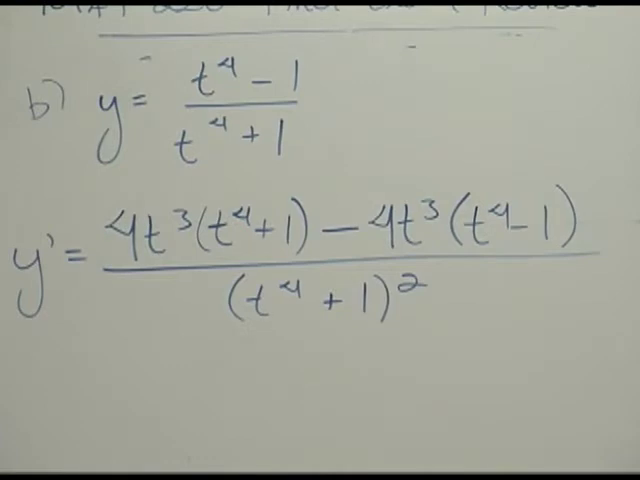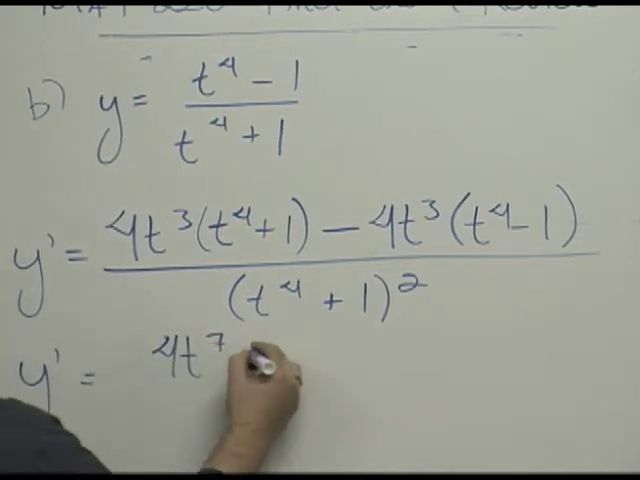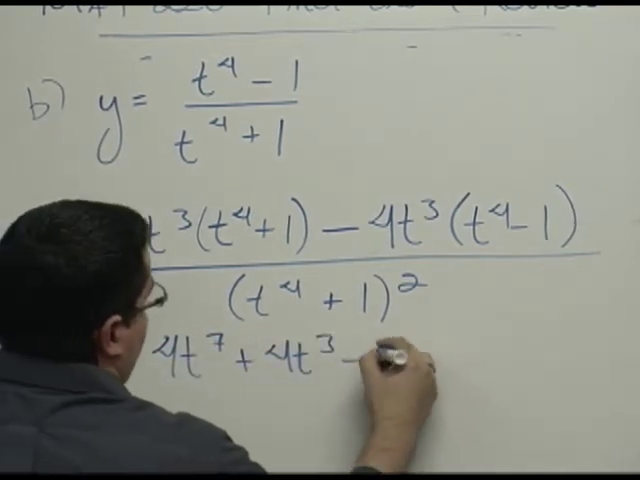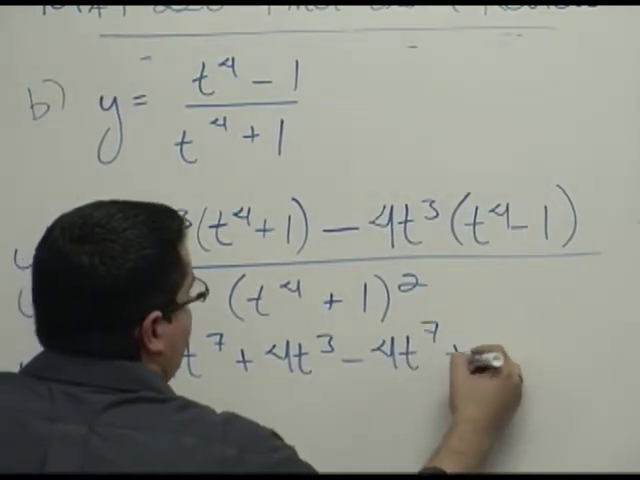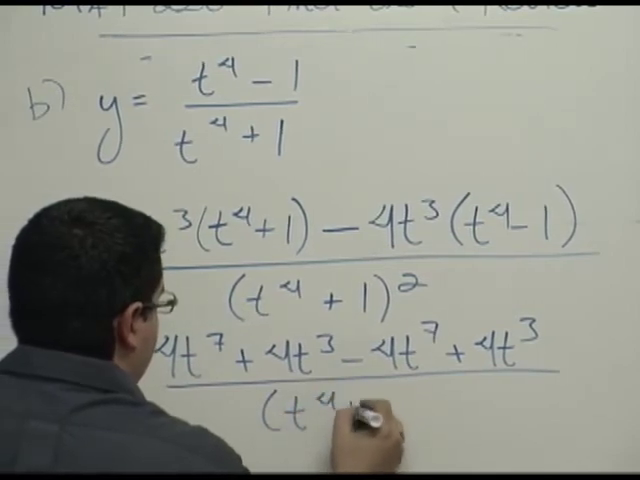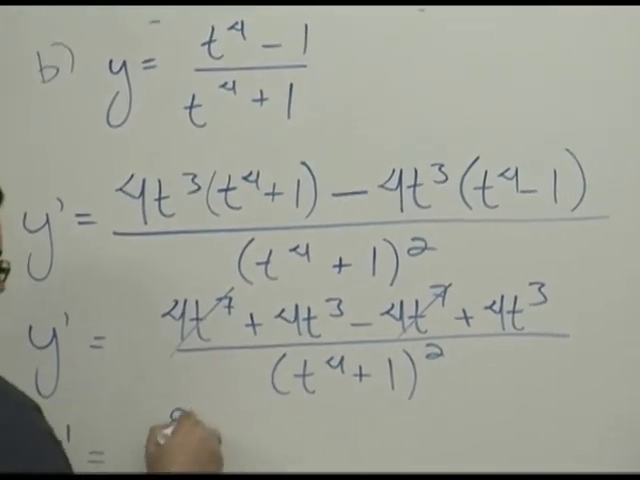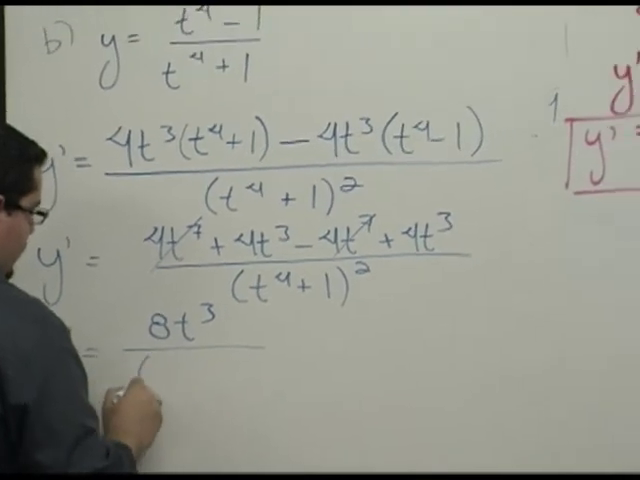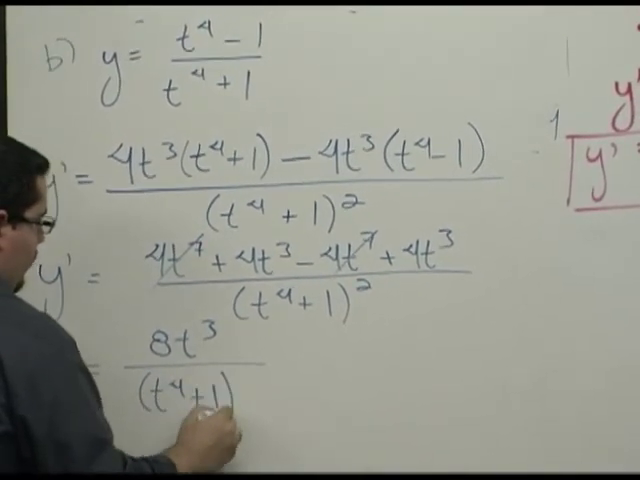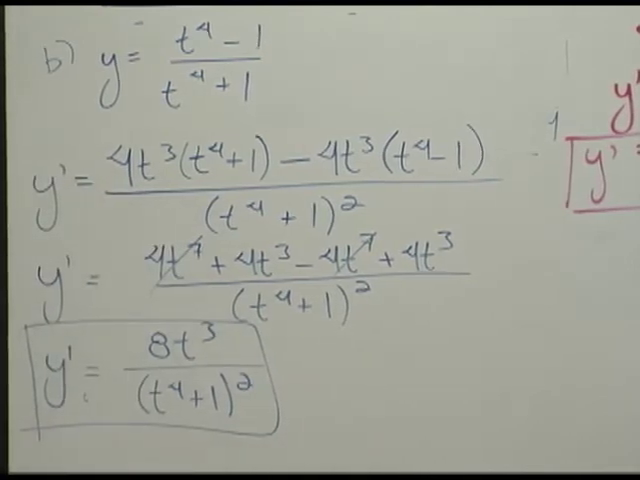No? All right. So let's try to simplify it a little bit. Make it look a little prettier. 4t to the 7th plus 4t cubed minus 4t to the 7th plus 4t cubed. Of course, some of these will add up to 0, but you're left with y prime is equal to 8t cubed over t to the 4th plus 1 quantity squared. Good. Any questions about the problem or the chain rule?